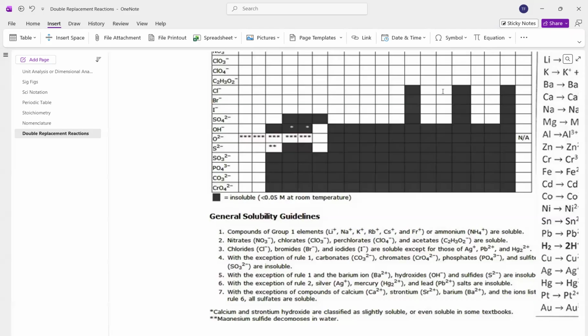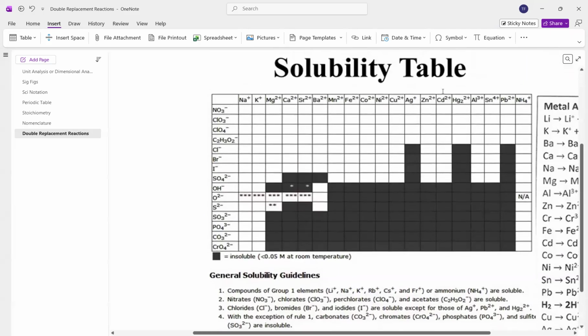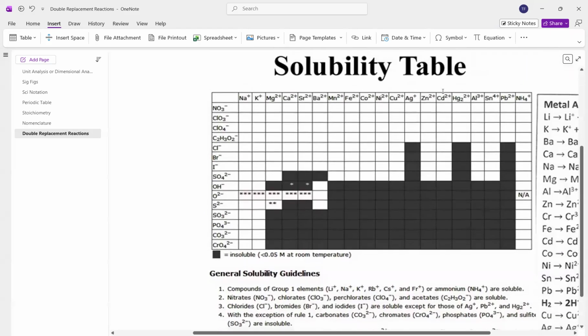Now, basically, a double replacement reaction we're talking about today involves two salts being mixed together. And the two salts are soluble, so there's no solid in there. It looks like plain water. Dump them together, and something may or may not happen. This table will tell you whether something happens or not.